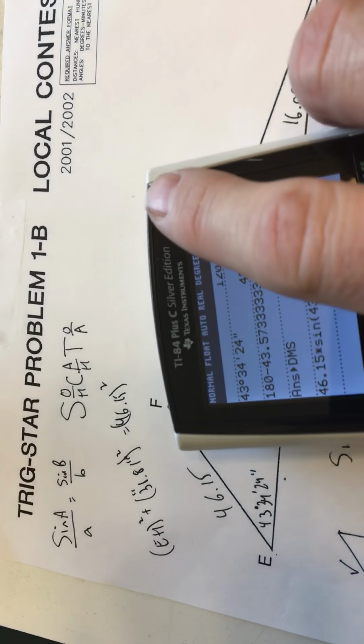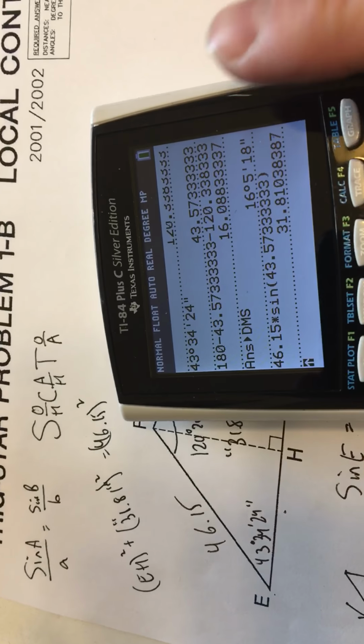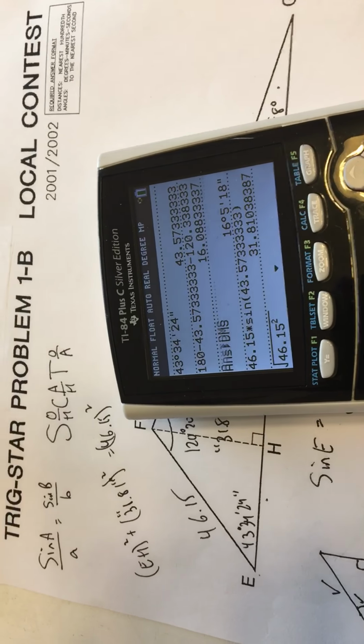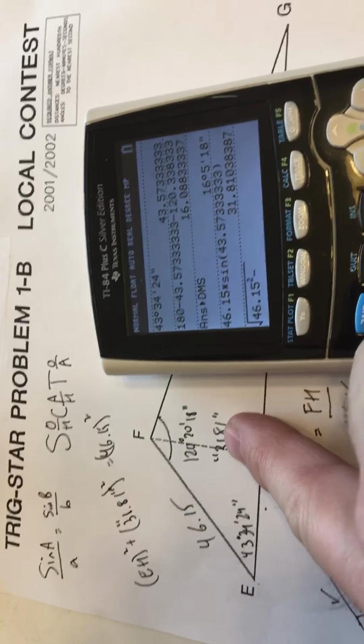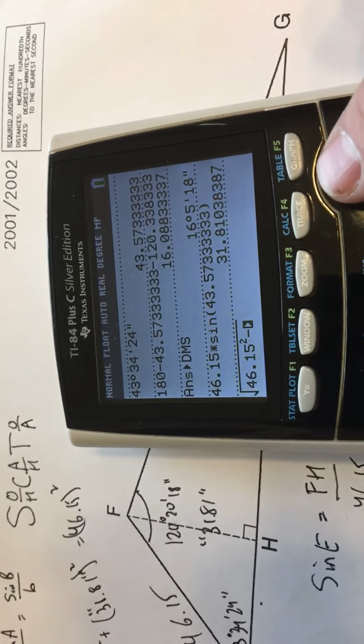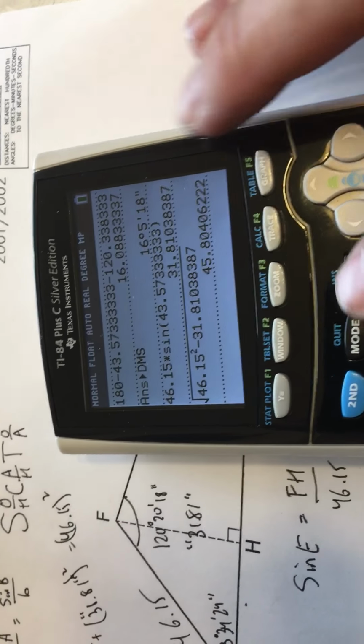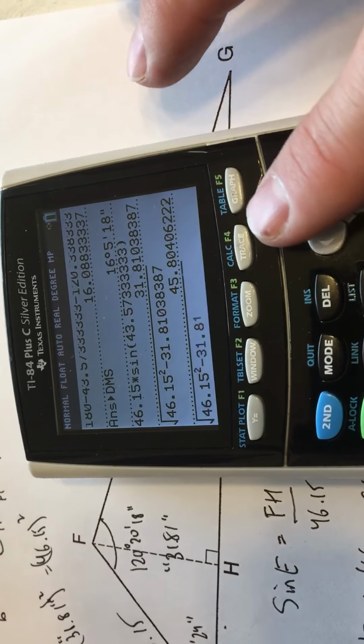But I'm going to let my calculator do the work. So I'm going to go square root of 46.15 squared minus, now notice this 31.81 is something I use, so I'm going to go up and grab it. That squared, square root of, oh nuts, I forgot to square it, so I'm going to go back.